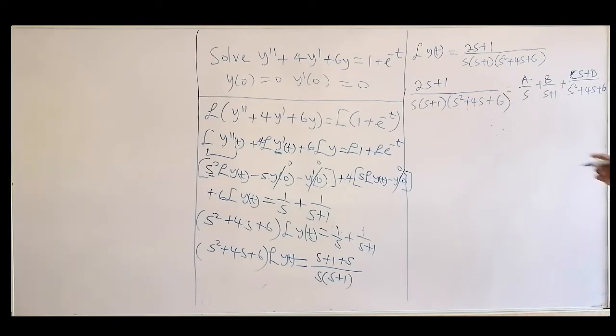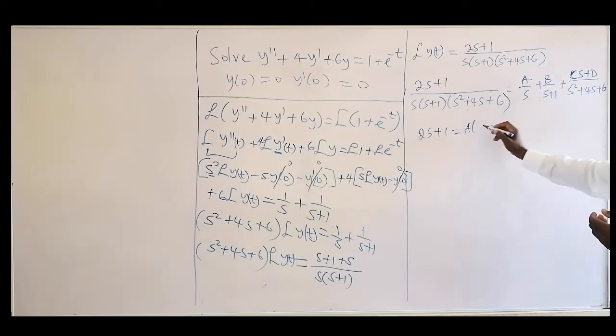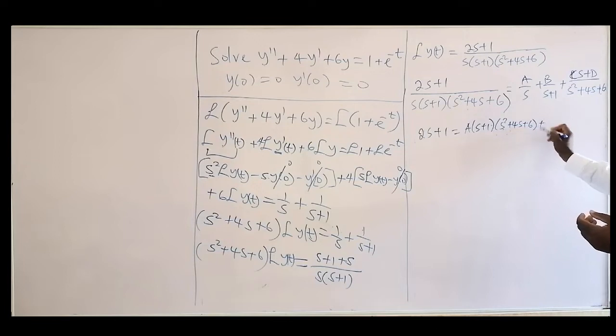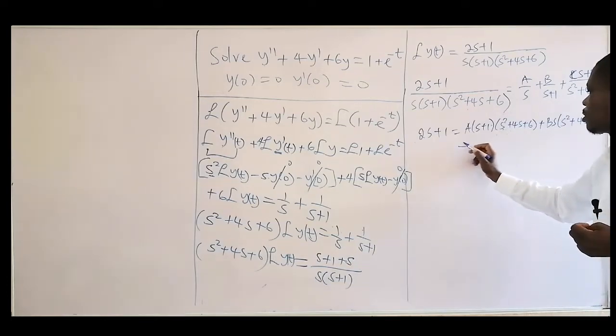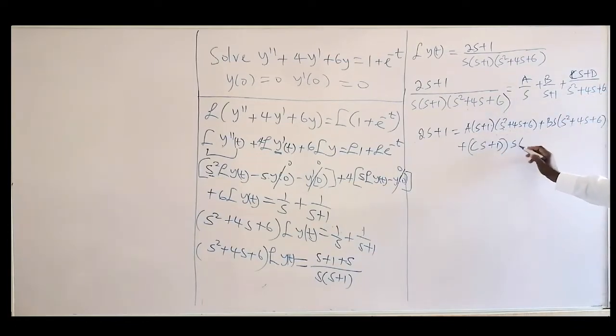So multiply through by this denominator here. Now you have 2s plus 1 equal to A into bracket s plus 1 into bracket s squared plus 4s plus 6, then plus B. From here, this one will cancel. Then you have Bs into brackets s squared plus 4s plus 6. Then lastly, plus Cs plus D into brackets s into bracket s plus 1. So that's what we have in that case.